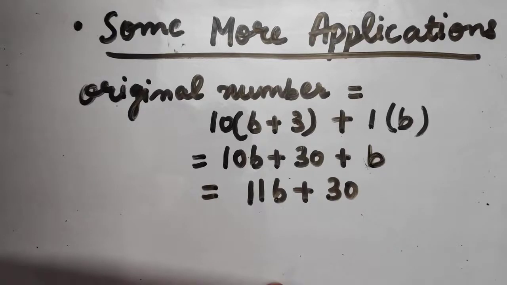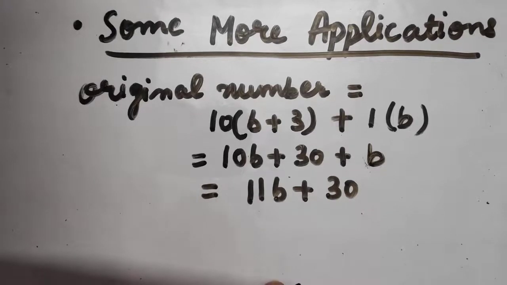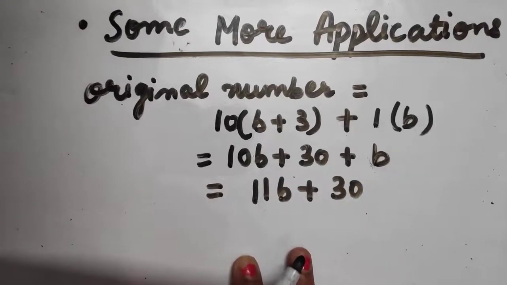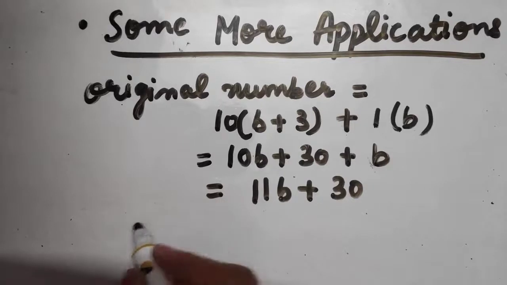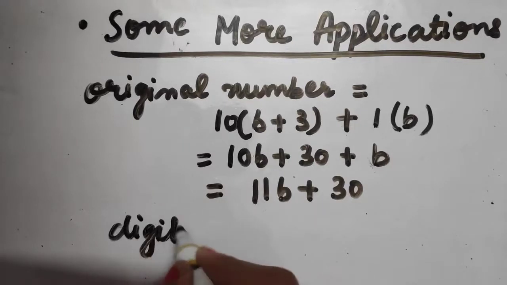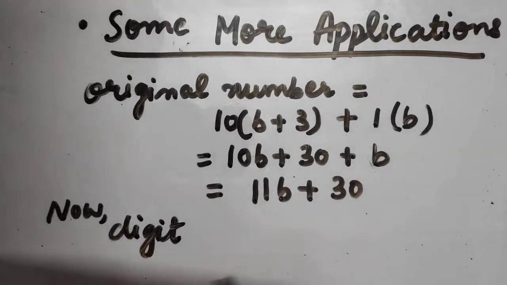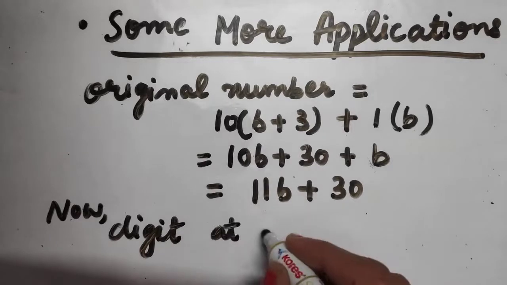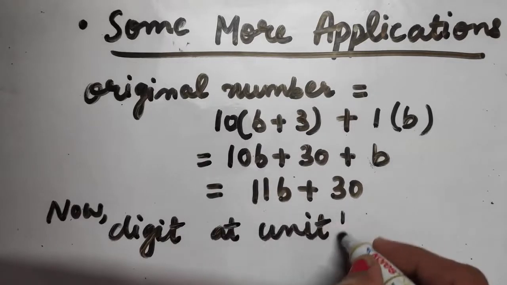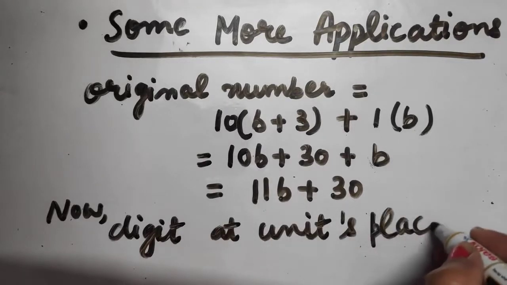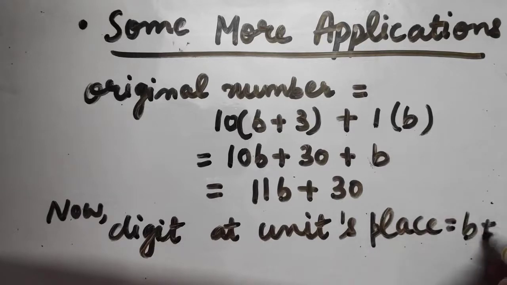So this is my original number. Now it is written if the digits are interchanged. As I told you, now I am going to interchange the digits. Now the digit at units place will be equal to B plus 3.